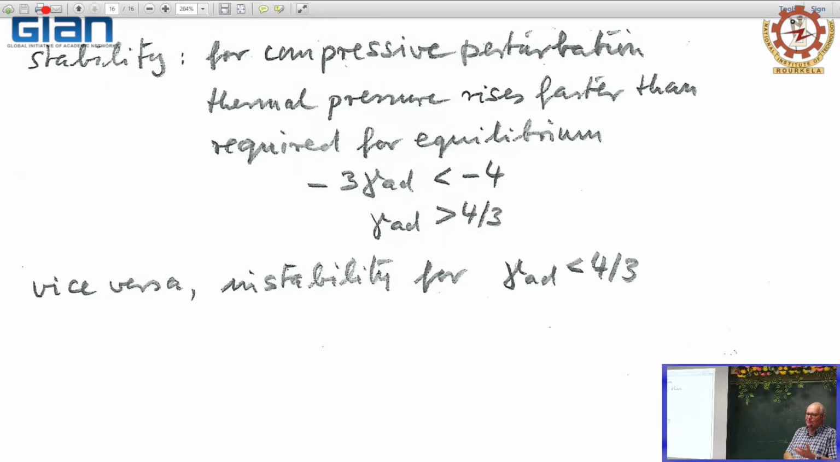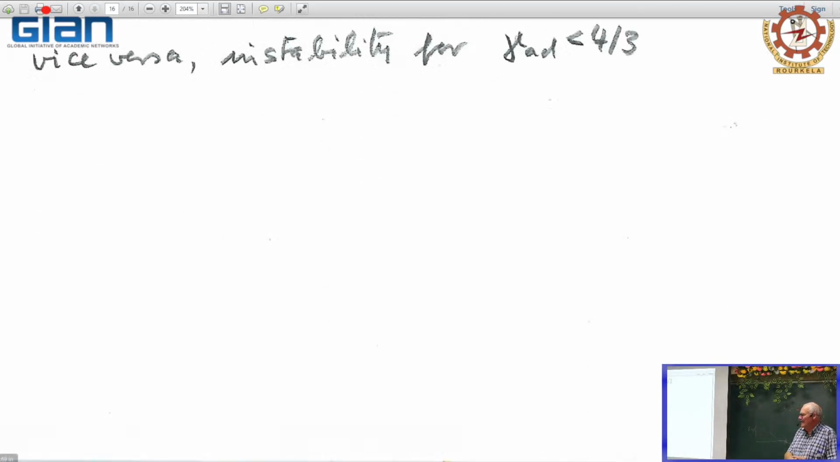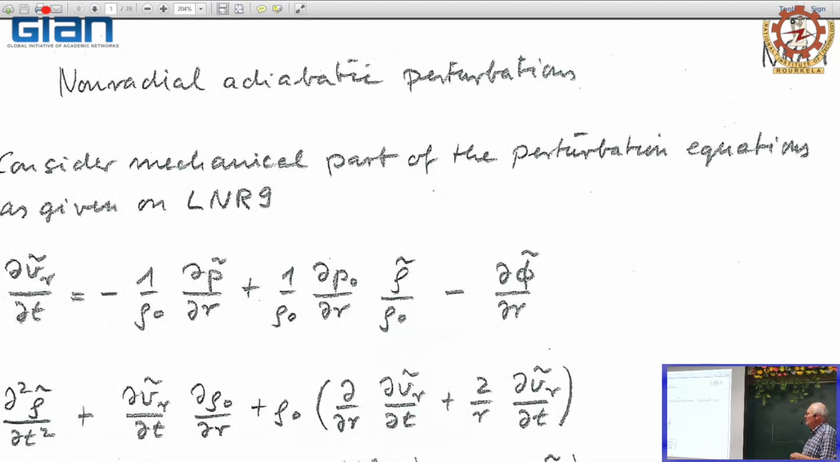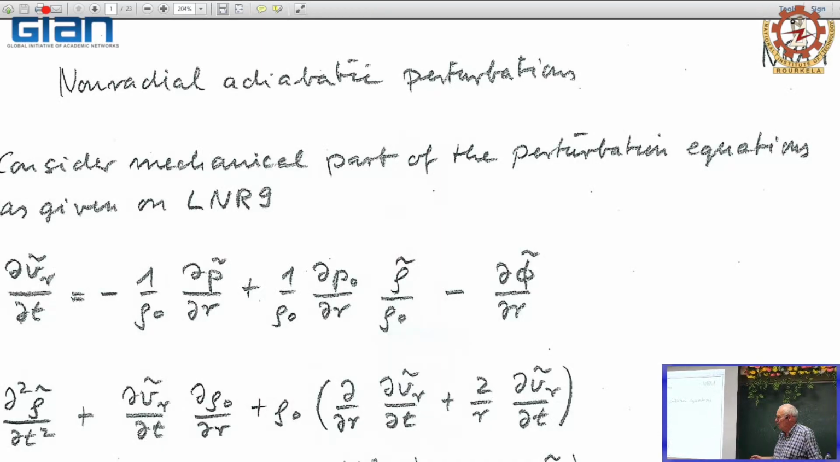The next step, of course, would be the non-radial linear adiabatic perturbations. So I would need the next file. So what we are talking about today, for the rest of this lecture, will be non-radial adiabatic perturbations. And to start with, we start at the derivation of the general form of the non-radial perturbation equations, which we have considered, I think it was yesterday.